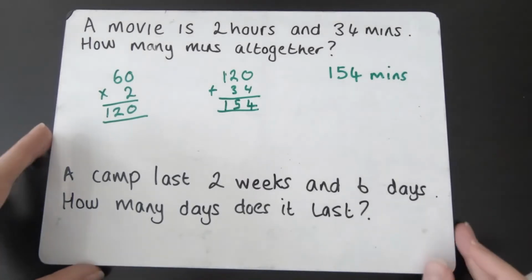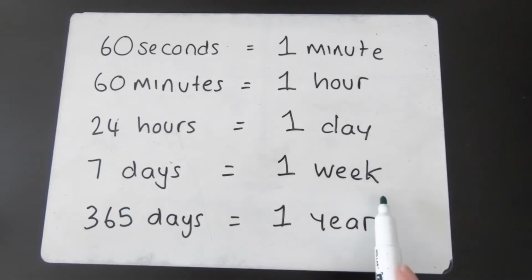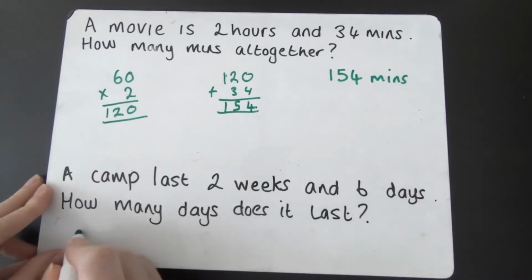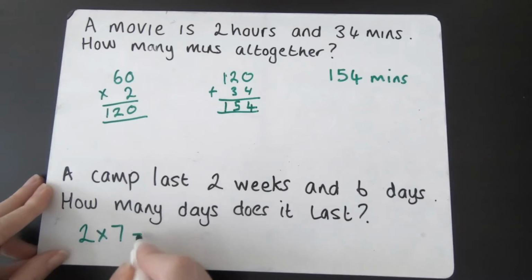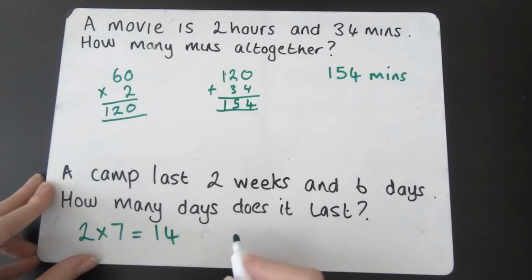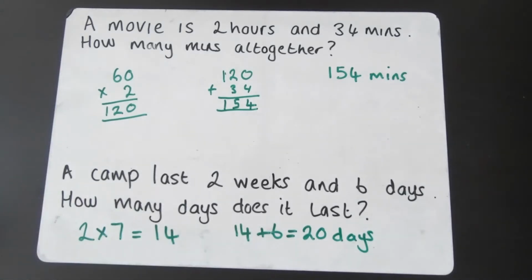So 2 weeks. Now we know that 1 week is 7 days. So we've got to do 2 times 7. 2 times 7 equals 14. So we've got 14 days so far, and then we've got 14 days plus our 6 days equals 20 days. Easy peasy, right? Perfect. Let's move on to our next one.